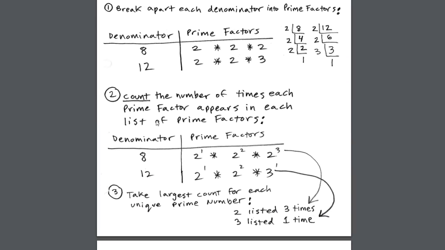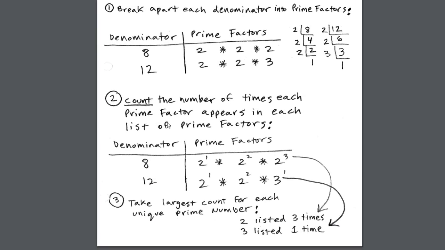Now, step two, look at this. We're going to count the number of times each prime factor appears in each list of prime factors. Here's one list of prime factors. Here's another list of prime factors. I am counting on my fingers. There's a 2, that's the first one. There's a 2, that's the second one. There's a 2, that's the third one. Then we start over for the next list of prime factors. There's 1, 2, 2 2s. Oh, okay, so 2 2s here, 3 2s up here, and there's a single 3.